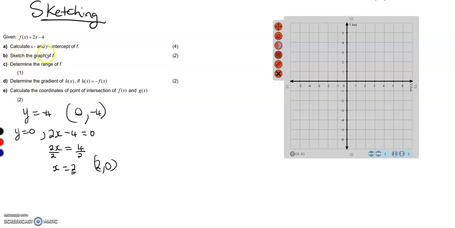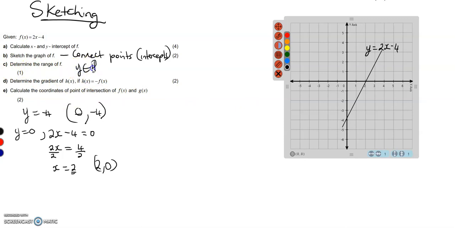Now, sketch the graph of f. When you're sketching, you connect points or intercepts. That's what we're talking about. So for here, what are you going to do? You're going to connect your points. So it's negative 4, which is in terms of y, and 2. So it's your y is equal to 2x minus 4. That's your graph there. You don't need to stress there. Then determine the range. Range we know is an element of real numbers, okay?